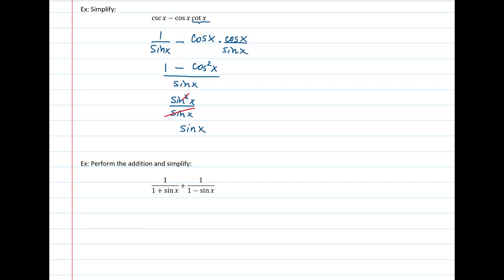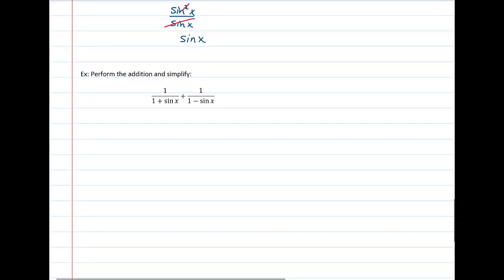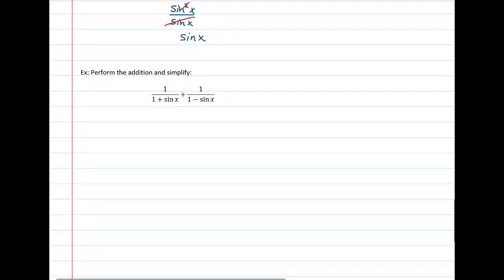So adding these two fractions, the least common denominator is going to be the product of the two here: 1 plus sine of x times 1 minus sine of x. And on top, we're going to get 1 minus sine of x plus 1 plus sine of x. Notice how the sine of x cancels out with the negative sine of x, leaving us with 1 plus 1 on top.